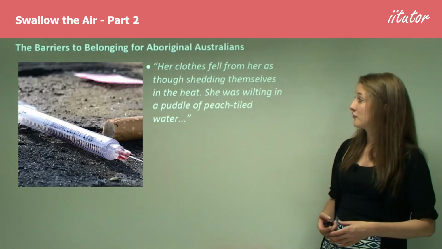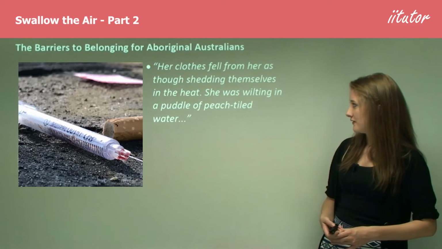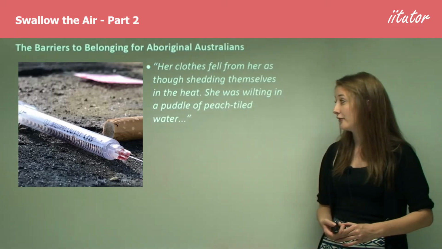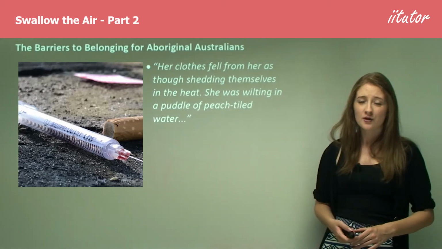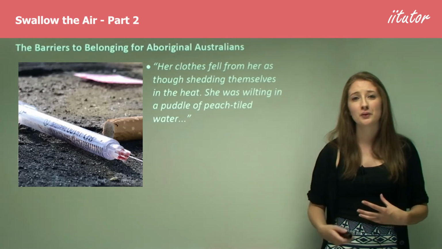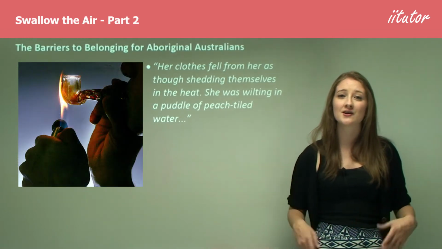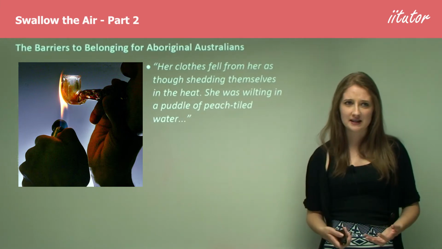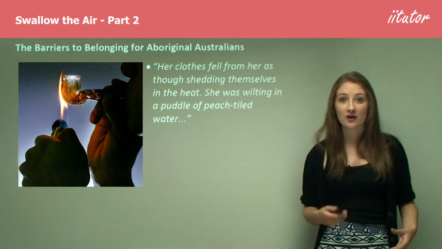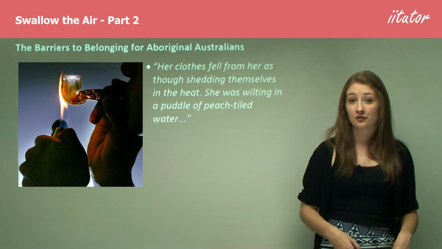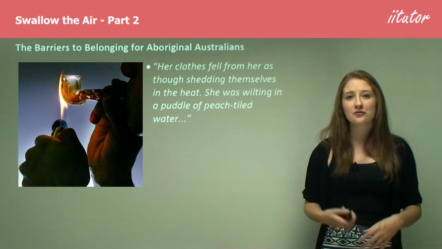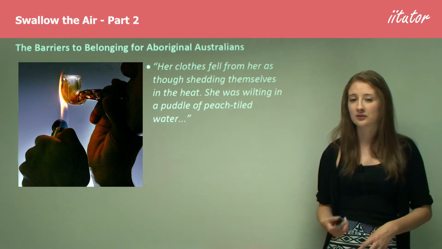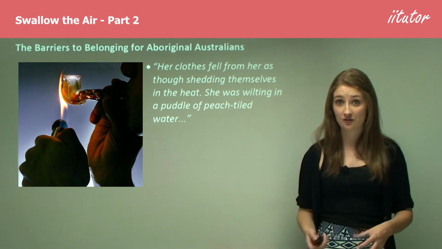"Her clothes fell from her as though shedding themselves in the heat. She was wilting in a puddle of peach-tiled water." So really there you have that beautiful poetic sense. It's very singsong and lilting. However, it's also describing a really awful scene of a drug addict. So you have that contrast between Aboriginals not belonging to their environment, but also Tara June Winch showing that they do on this sort of subconscious level.